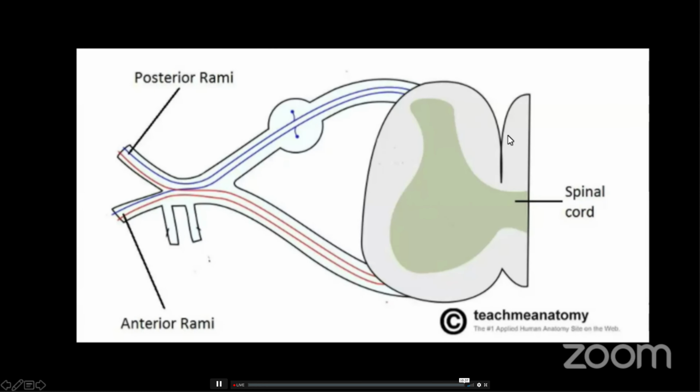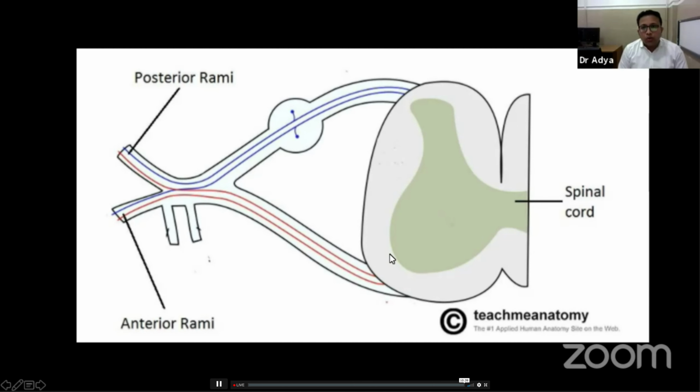Now let us go through a bit of how those nerve roots exit from the spinal cord. Now from the spinal cord, one dorsal root exits and one ventral root exits. They together join to form the particular nerve. Like if it is at the C2 level, then that is C2 spinal nerve. Then again that divides into the posterior rami and the anterior rami.